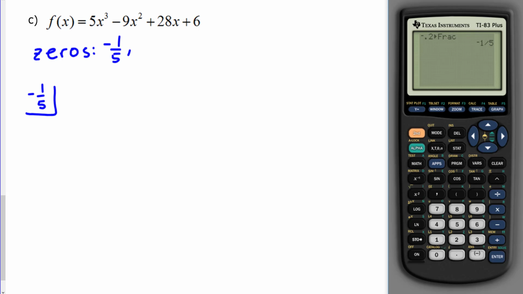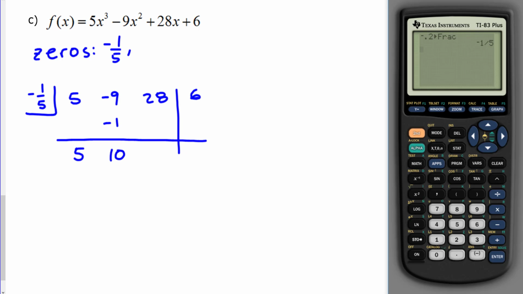-1/5 into 5, -9, 28, and 6. So bring the 5 down. 5 times -1/5 is -1. This is going to be -10. -10 times -1/5 is 2. That's going to add up to 30, and then -6 and 0, which gives us an ability to find the remaining zeros by solving the quadratic.